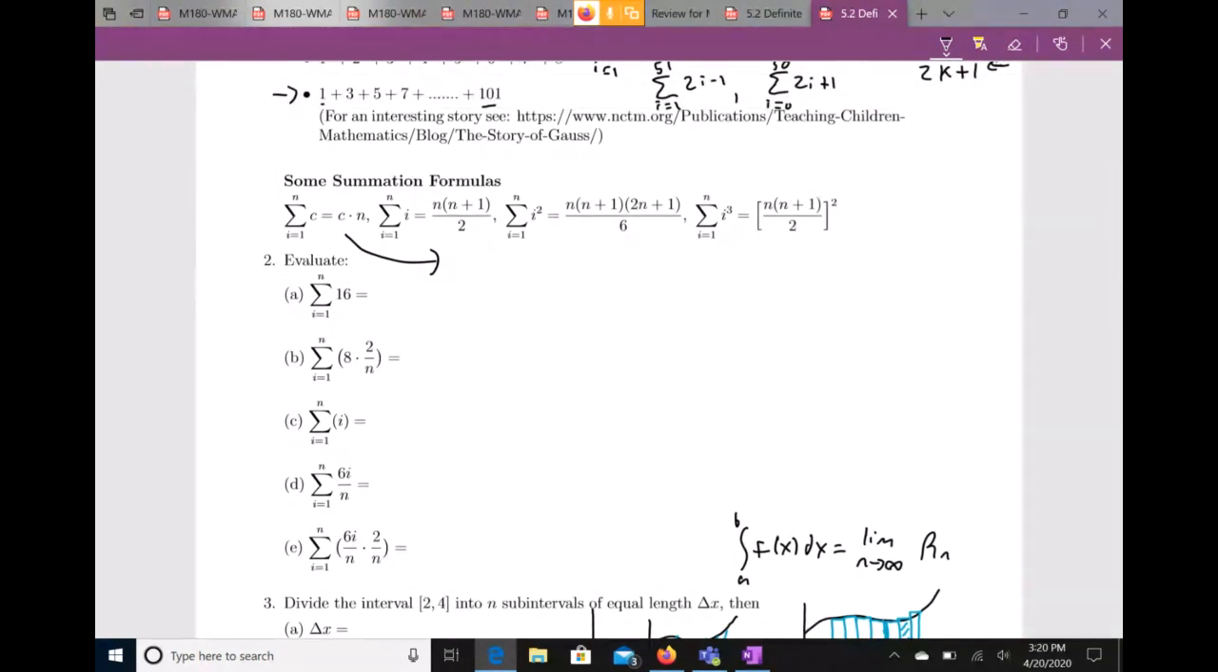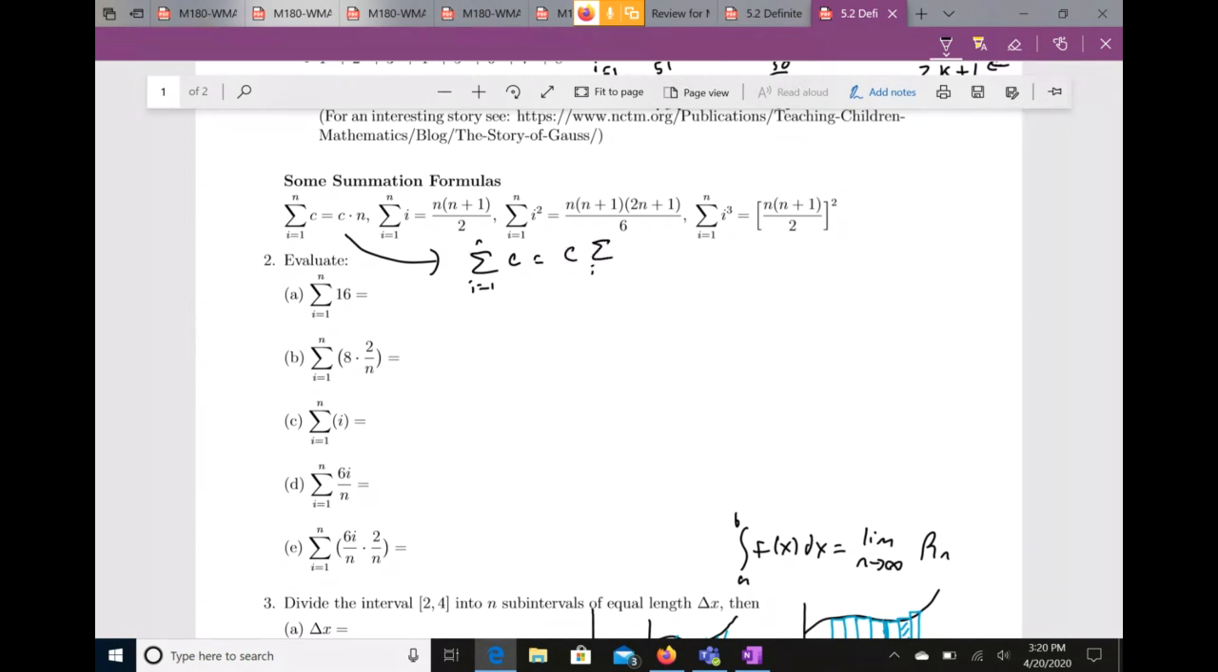So the sum from i equals 1 to n of some constant c, not depending on i, just means that I'm adding c to itself n times, which is the definition of multiplication. So I get c times n. Or you can think about it as factoring the c out, and then I'm just adding one to itself n times, which is just n. So you get c times n. Looking at the first one, if I just evaluate the sum from 1 to n of the term 16, what should I get? So 16 is a constant, yeah? Yeah, it's just 16n.